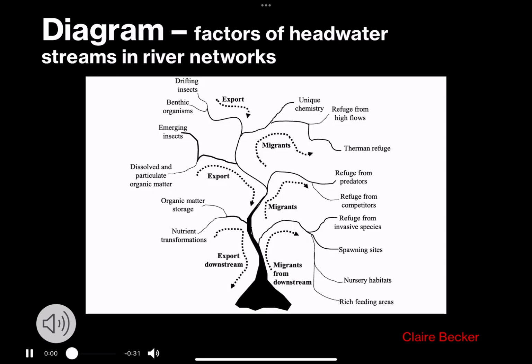This diagram from the article shows all the factors that specifically contribute to the biological importance of headwater streams and river networks. The arrows pointing downward on the left side show the exports downstream and the biological contributions of headwater ecosystems to riparian downstream ecosystems. On the right, the arrows can be seen pointing up and outwards from the base to the terms that represent migrants coming from downstream and what benefits these species unique to headwaters. This also makes headwaters essential seasonal habitats for migrants from downstream.